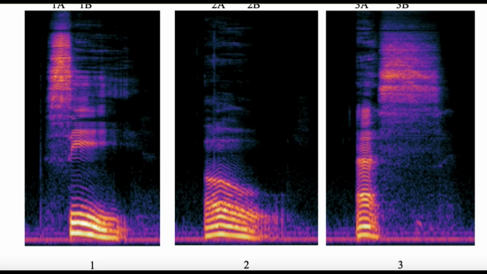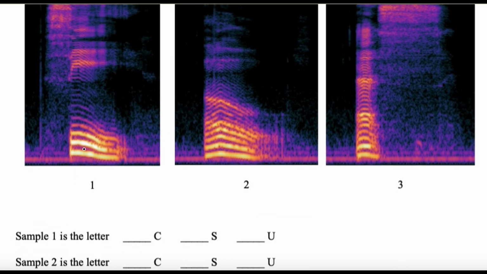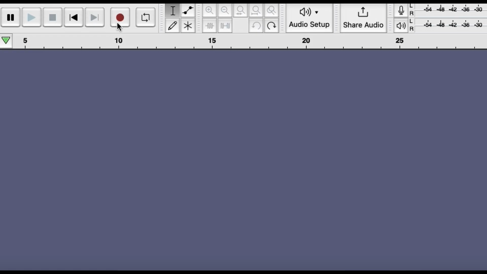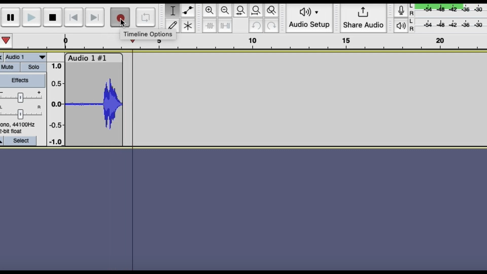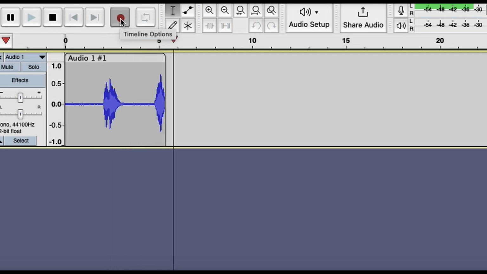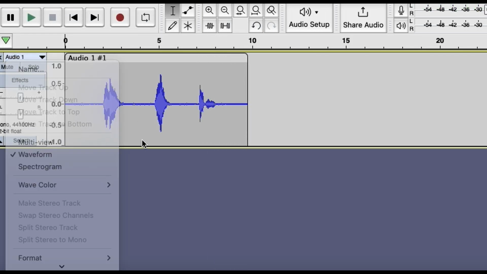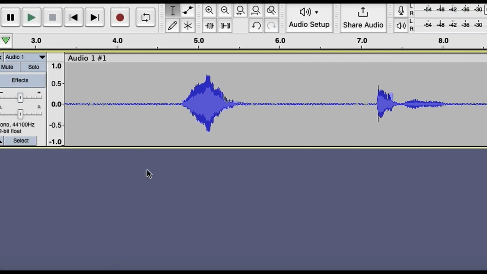It is. So when we say the letter C, I'll record myself doing it on Audacity right now. C, U, S. Let's look at the spectrogram.